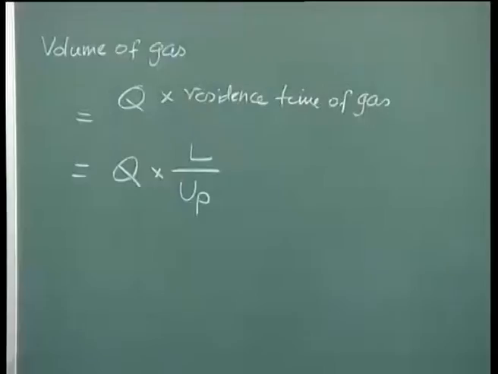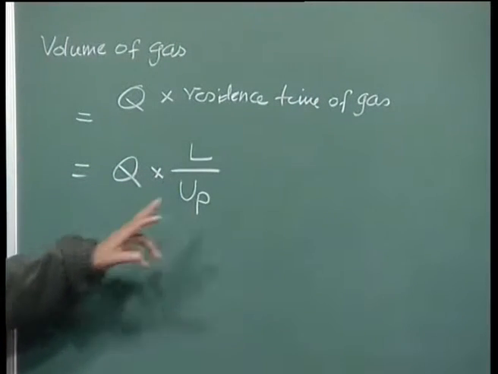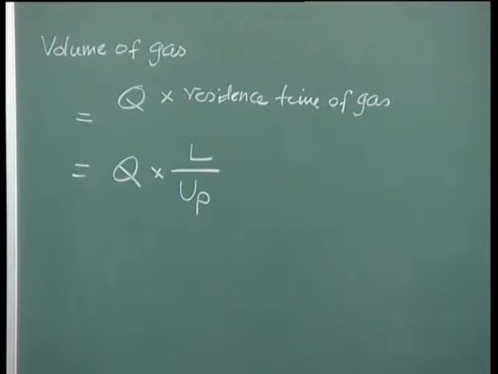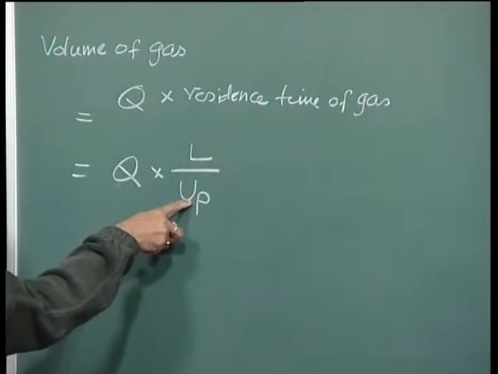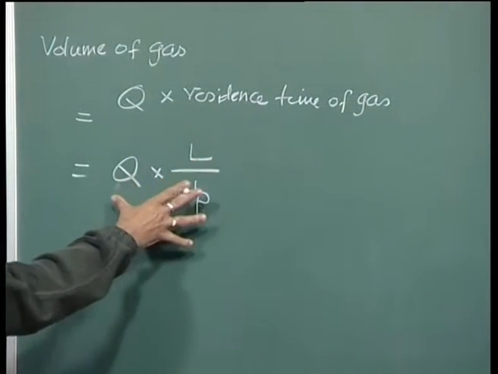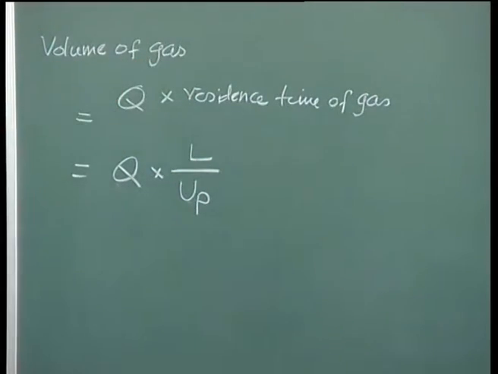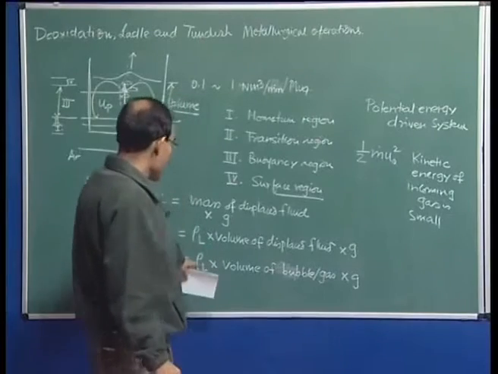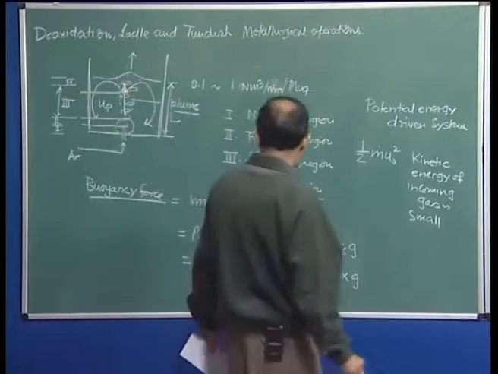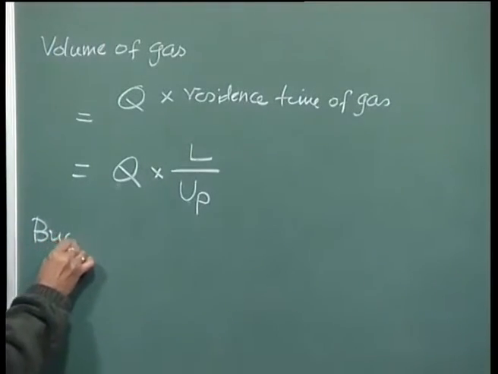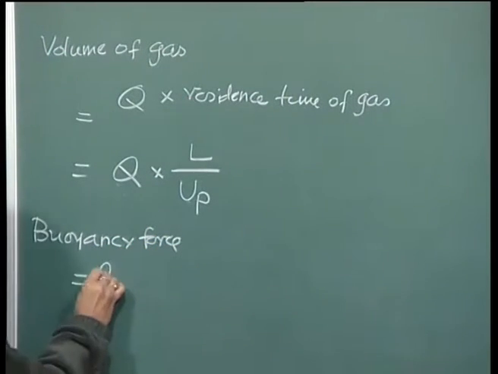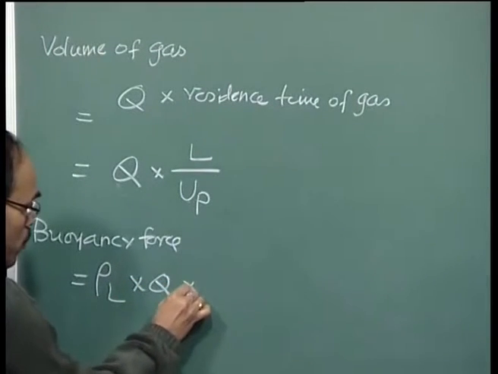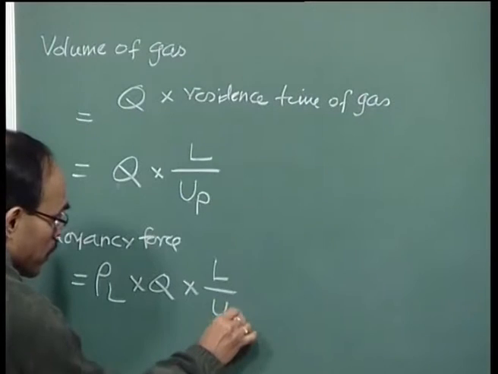So, L divided by U P represents the time for which the bubbles spend within this system, and multiplied by the volumetric flow rate it gives us the volume of gas. The flow rate is meter cube per second, and L divided by U P is in seconds. Seconds cancel out, so this quantity is equivalent to meter cube, and therefore it is equal to the volume of the gas. Now, if we substitute this here, the buoyancy force comes out to be rho liquid, then the volume of gas, which is equal to Q into L by U P.